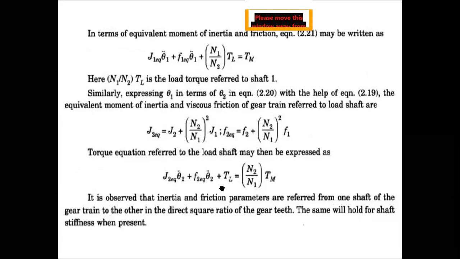So this equation is referred to as the torque equation corresponding to the load shaft. This is on the load shaft, whereas this is on which side? This is on the primary shaft. These two equations are called the mathematical representation of the two gear system. I will wait for a while. If you have any doubts, you can ask me.